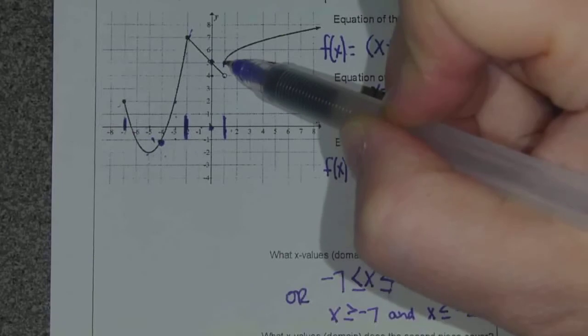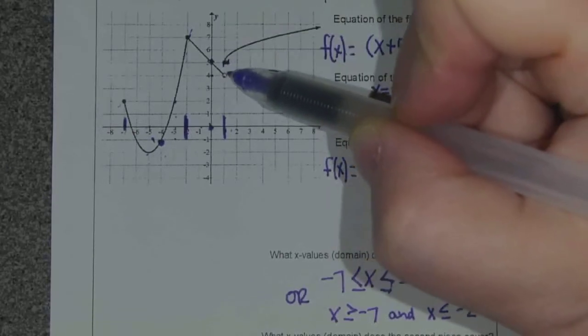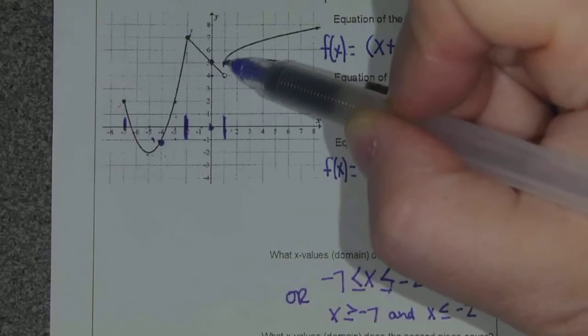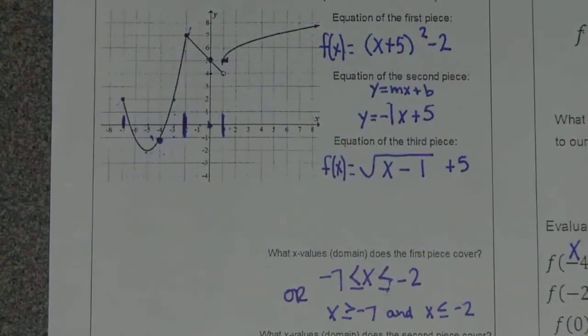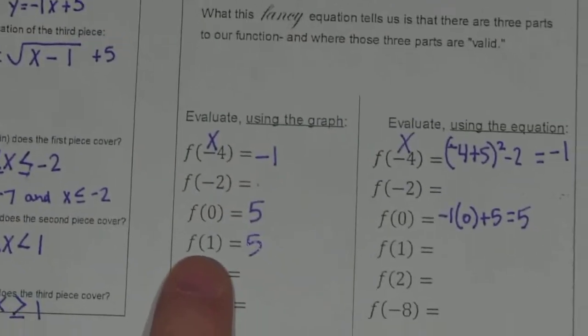It's equal to 5 because it's colored in there, right? Doesn't the open circle mean not equal to? And the closed circle means equal to. So my answer there should be 5 for f of 1.